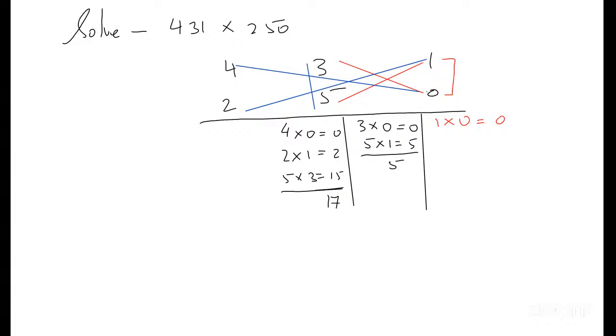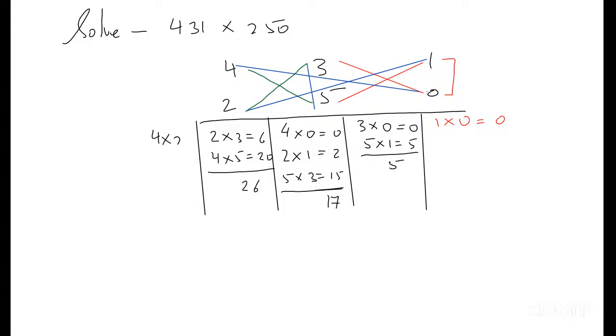Then the next step, cross multiply 4 and 3, 2 and 4, and 3 and 2... 2 into 3, 6, 4 into 5, 20. The answer is 26. Add them, 26. And then the last step, multiply top and bottom, 4 and 2. We will have 8.